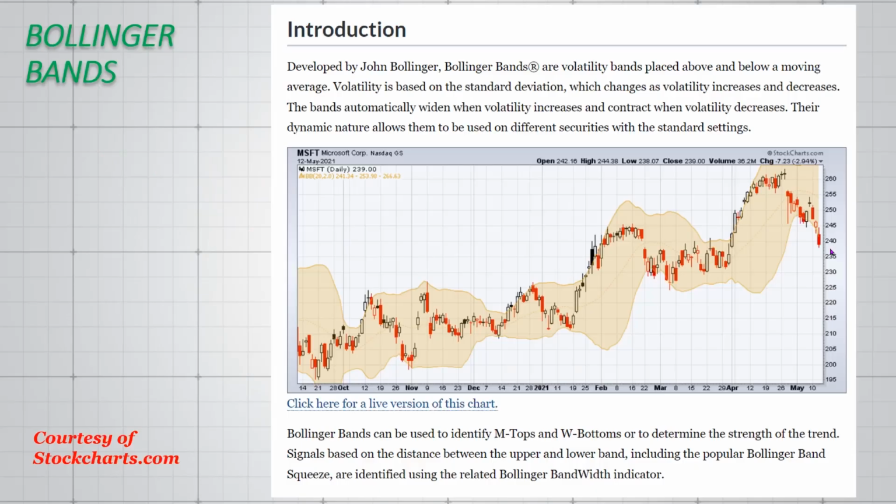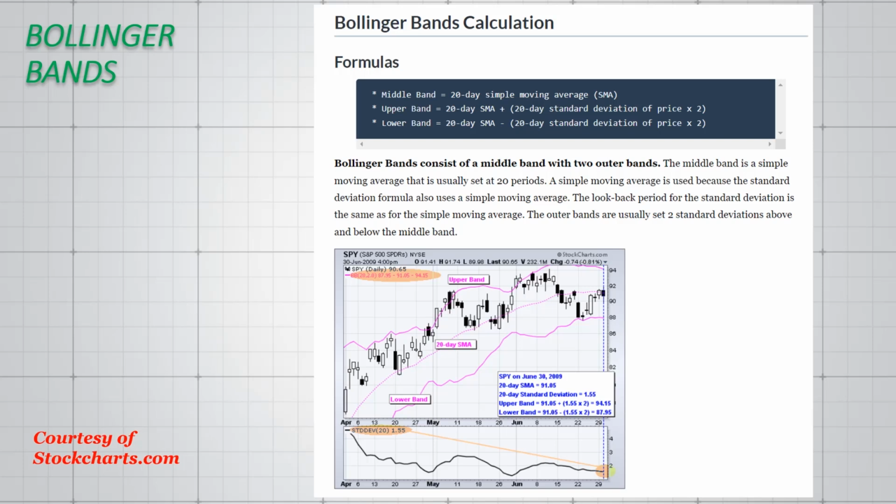A little bit on the Bollinger Band, fascinating indicator: volatility-based bands based on standard deviation, looking for movement around a 20-period moving average. Here's a little blurb on the calculation. The 20-day SMA is the middle line. The lower and the upper bands are spaced based on standard deviation. So go ahead and take a look at that fascinating article in the Chart School over at StockCharts.